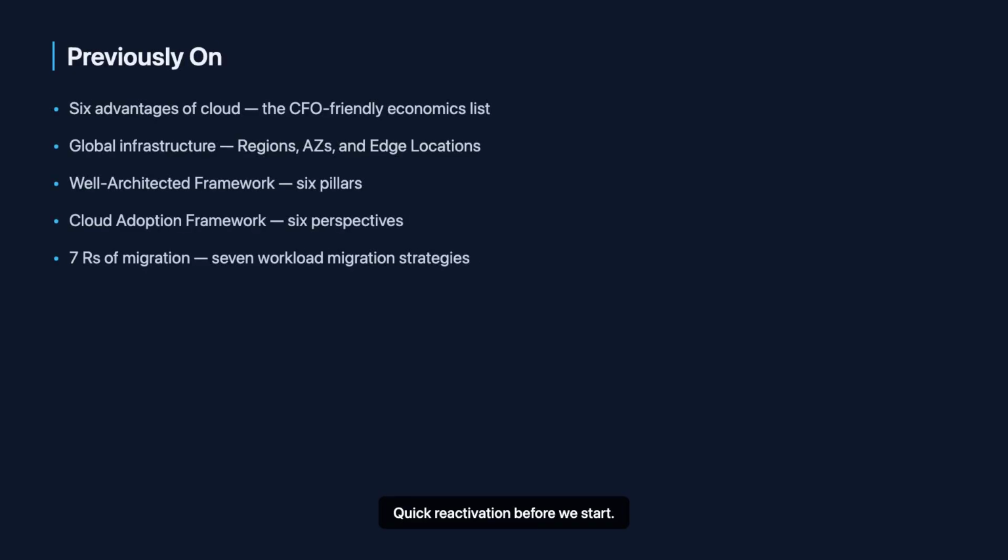Quick reactivation before we start. Episode 2 gave us the 6 advantages, the economics list a CFO actually cares about. Episode 3 was global infrastructure, regions, availability zones, and edge locations. Episode 4 was the well-architected framework and its 6 pillars. And Episode 5 covered the Cloud Adoption Framework's 6 perspectives and the 7 Rs of migration. Every scenario today pulls from one of those 5 topics.